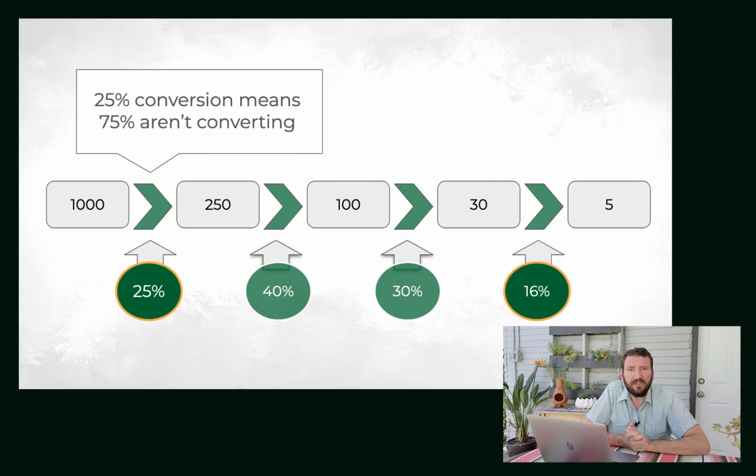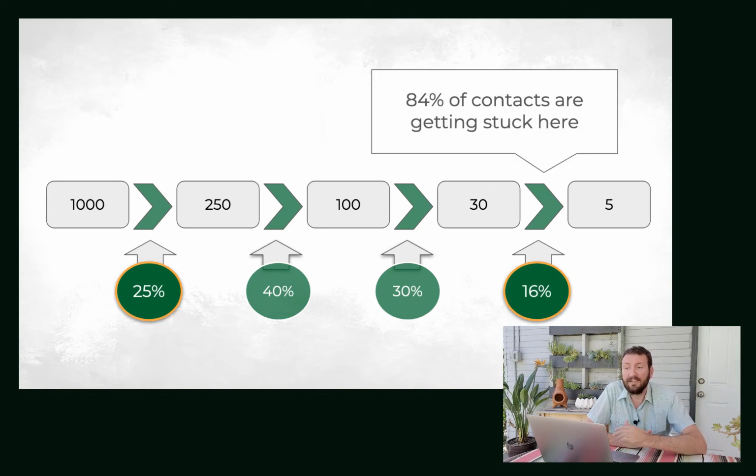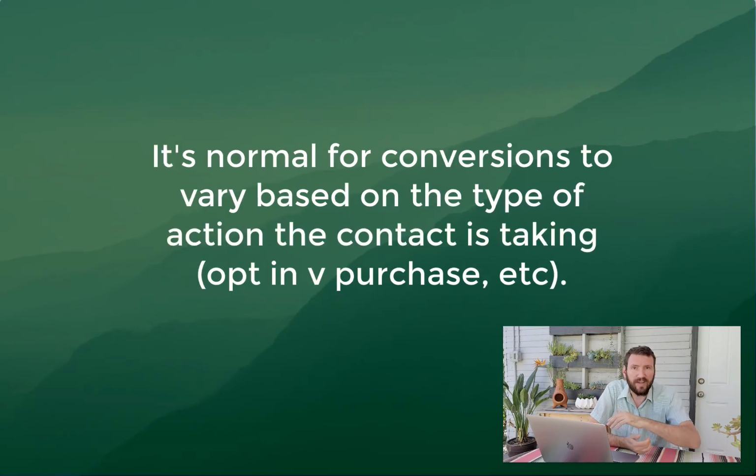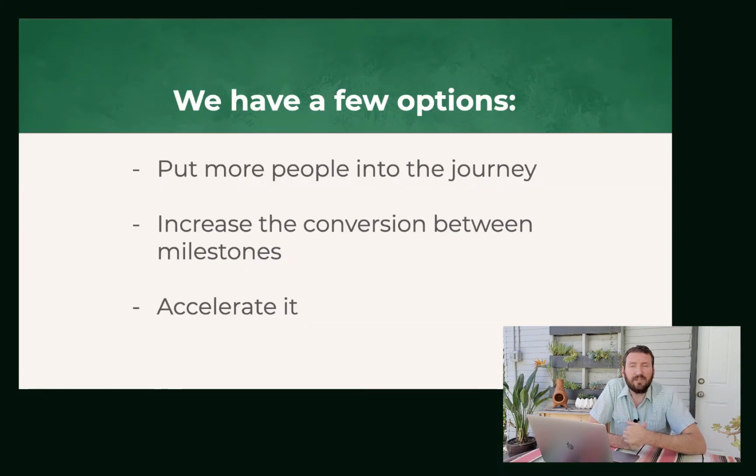Remember that 25% conversion might sound fine, but it also means that 75% of people aren't converting there. And 16% might sound adequate in terms of producing new members, but it also means that 84% of contacts are getting stuck there. So when you're looking at the conversion points between these milestones, I try to invert that to think about, okay, well, how many people aren't moving on, right? And what could we do about that? So there are actually a few options for addressing it. If you have established where those bottlenecks are, where those drop-off points are, you have a few choices.